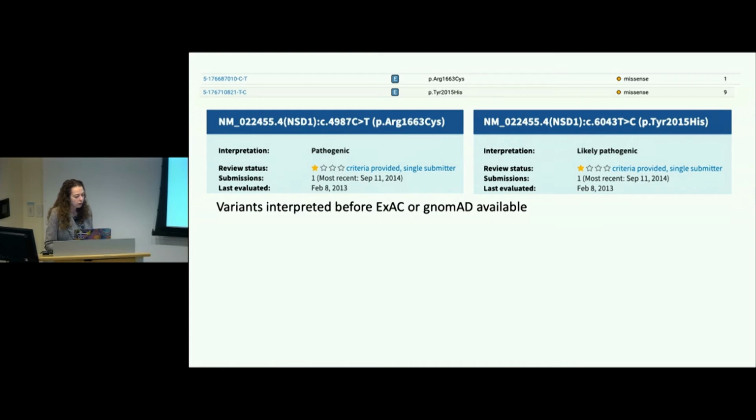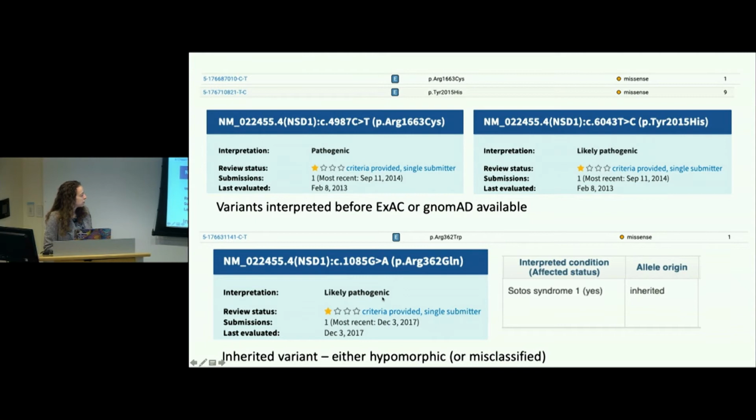And then the first variant, the one over on the left, again, it was in one individual. It was called likely pathogenic by a research lab. And they commented that this was a missense variant that was inherited from someone. So typically, Sotos syndrome is very severe and isn't passed on, so you wouldn't expect to see it with an inherited variant. I can't say for sure if this is a hypomorphic variant and that's what they're describing, but I think it's more likely that this is probably a misclassified variant. But I can't tell for sure.